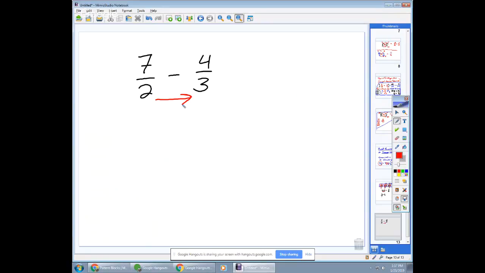So 2 times 3 is 6. 3 times 7 is 21. 2 times 4 is 8. And what am I doing with these things? Subtracting them. Okay, so 21 minus 8 is 13. And I'm done. 13/6 is a lovely number. They have no common divisors. It doesn't reduce.